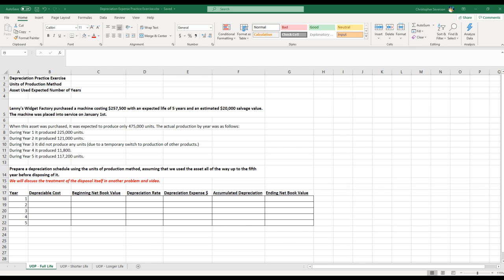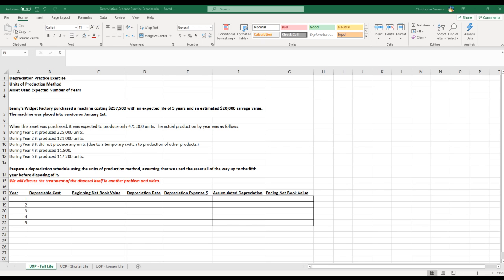So for our data set here, we're going to say that Lenny's Widget Factory purchased a machine costing $257,500 with an expected life of 5 years and an estimated $20,000 salvage value. The machine was placed into service on January 1st.